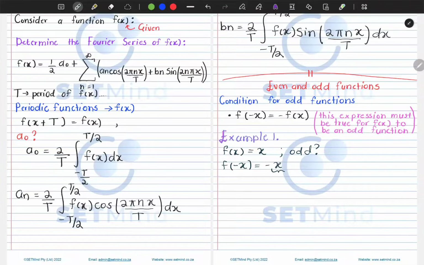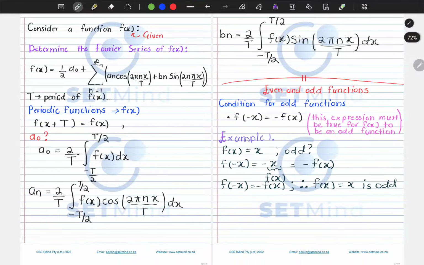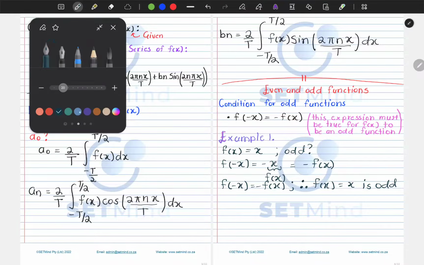And if you observe carefully, you will see that that x there is f of x. So this is the same as negative f of x. So we can see that our f of minus x is the same as negative f of x. So we can safely conclude that our function f of x, which is x, is odd. Okay, that is the test we are going to use when we deal with these problems.